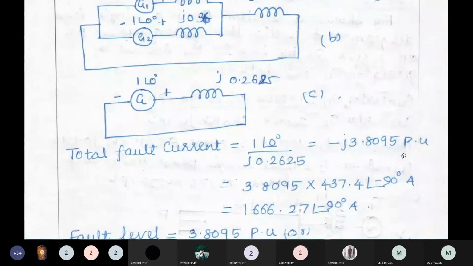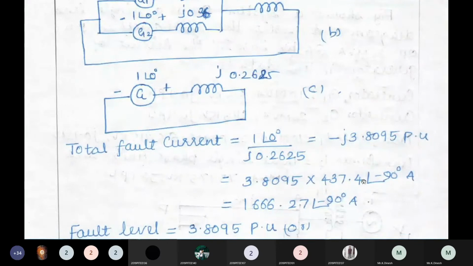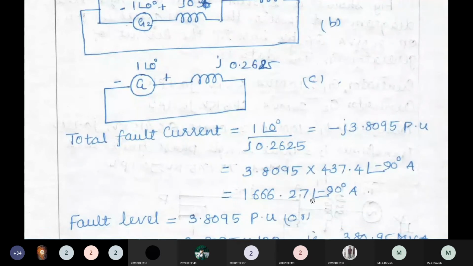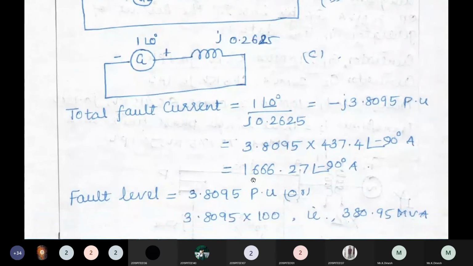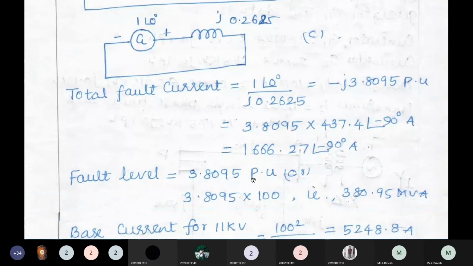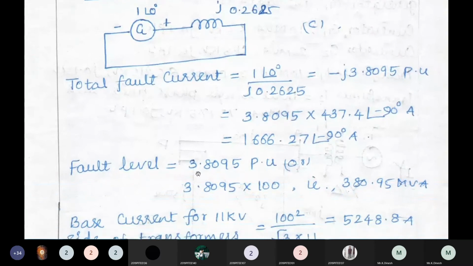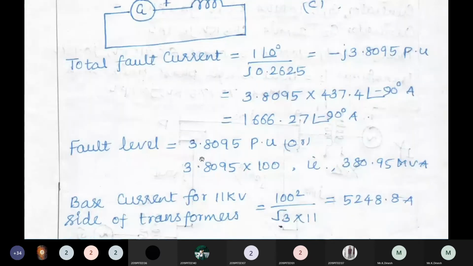If the actual current value is needed, you have to multiply with your base value. So actual is 3.8095 at an angle minus 90, times 437.4 amps. So your kiloamps value is 1.66627 at an angle minus 90 kiloamps. Next one is fault level. The per unit current value is 3.95, which is multiplied with the maximum percentage. The maximum percentage is 100. So 380.95 MVA.